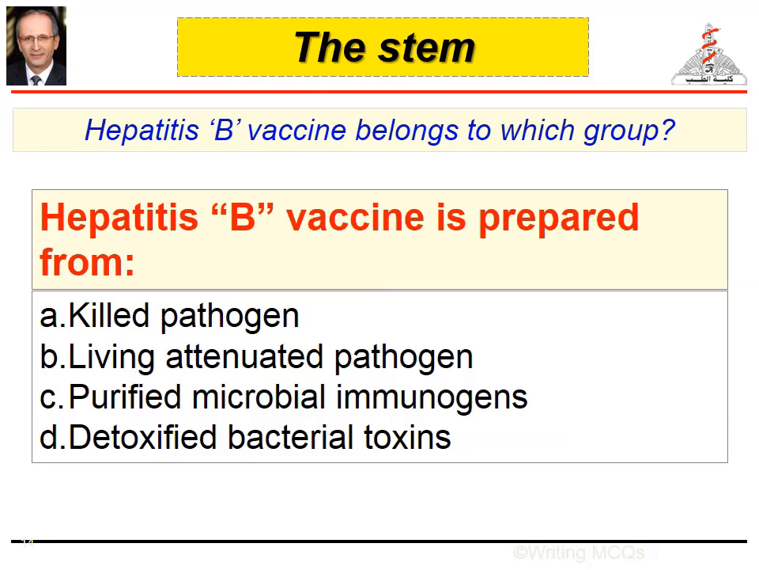Now, if you want to formulate a question about which group of vaccines hepatitis B vaccine belongs to, this could be like this. Hepatitis B vaccine is prepared from killed pathogen, living attenuated pathogen, purified microbial immunogens, detoxified bacterial toxins. Now this is a focused item.